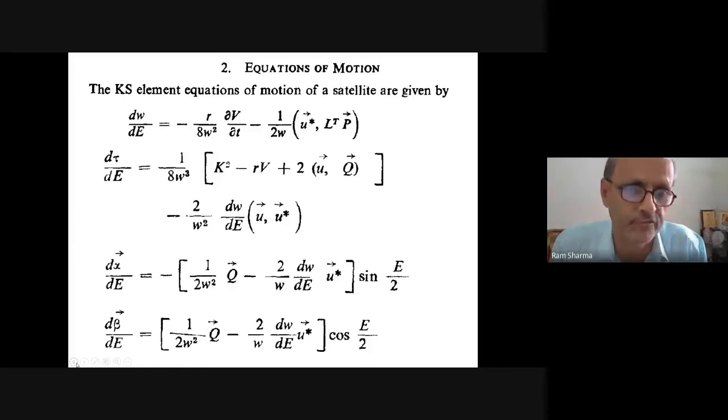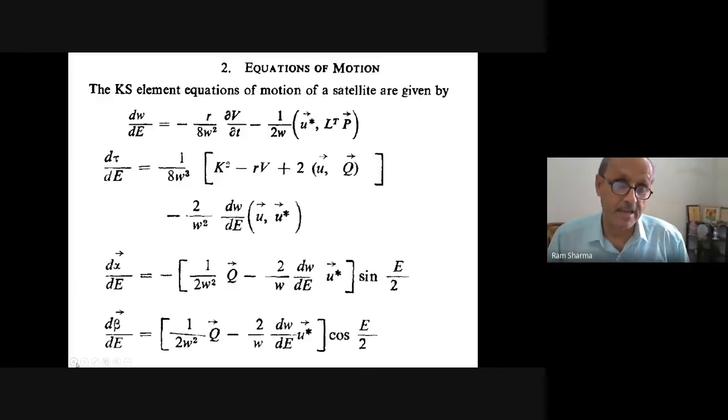So we use these equations. Now these are 10 in number. The first equation will change the energy, d omega energy change, and the second will be time. Time also is calculated, because the independent variable is the eccentric anomaly, and alpha beta are the 4-vectors: alpha 1, alpha 2, alpha 3, alpha 4, beta 1, beta 2, beta 3, beta 4, like that. So the 10 equations we integrated by the fourth order Runge-Kutta-Gill method.